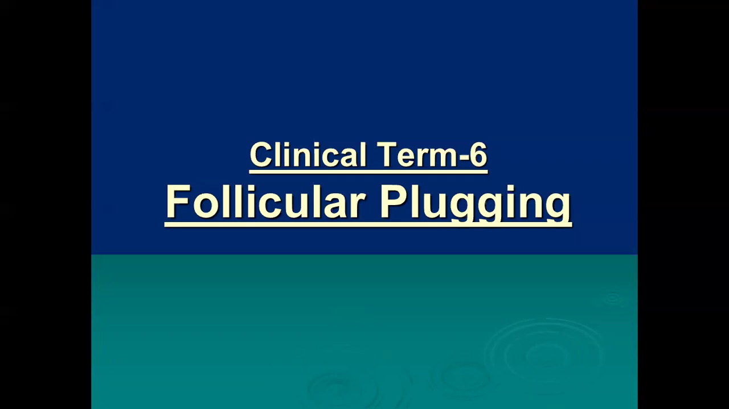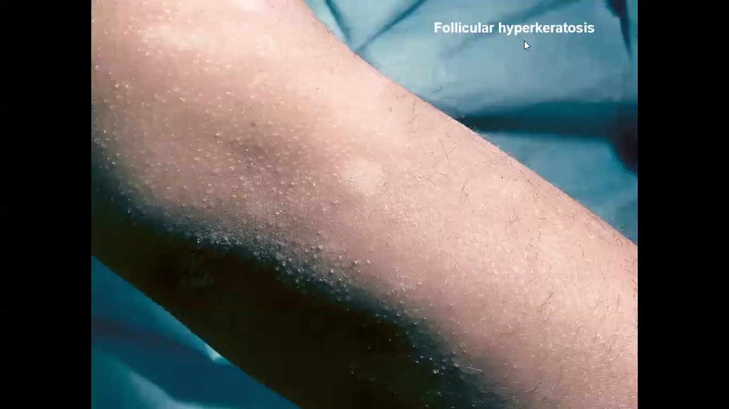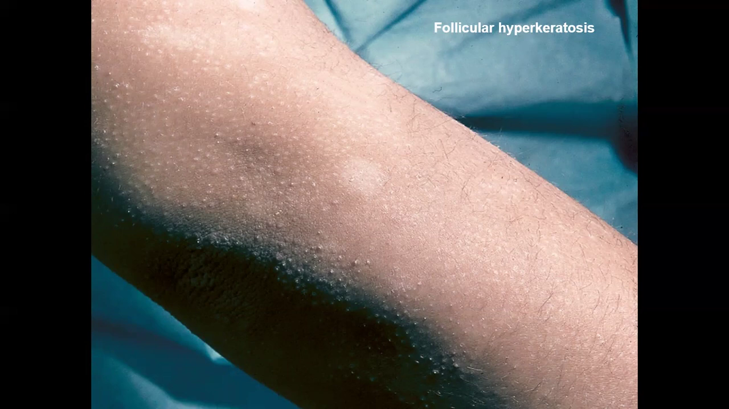The sixth term I'm going to discuss today is follicular plugging. By follicular plugging, we mean follicular hyperkeratosis. We discussed the hyperkeratotic conditions in which there is thickening of the stratum corneum, or hyperkeratosis, in the plaque. But in follicular hyperkeratosis, this thickening of the stratum corneum is restricted to the hair follicles, or the follicles are plugged with keratin plugs, as you can see in this picture, which is that of keratosis pilaris.